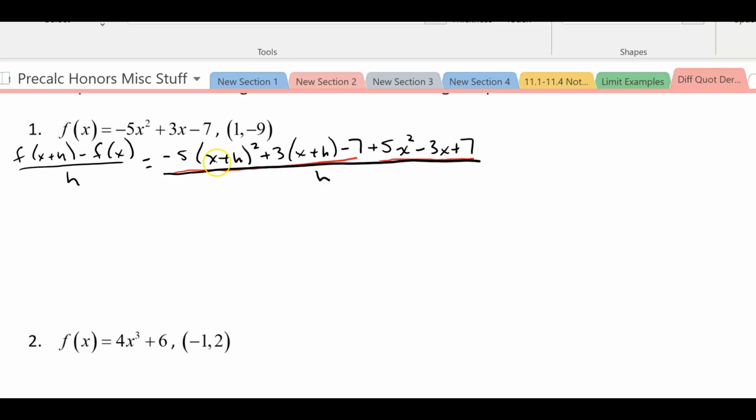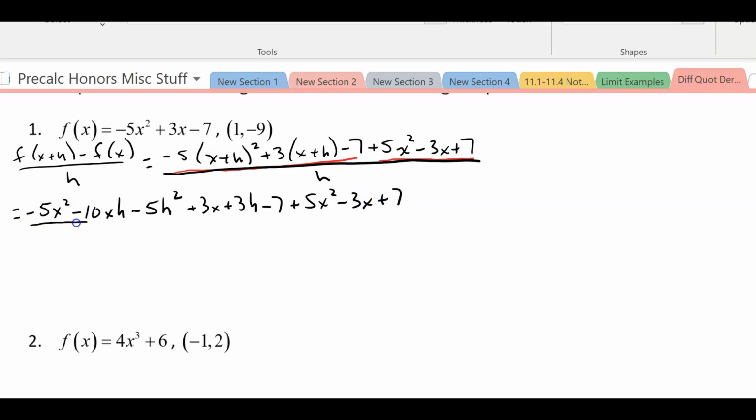So let's do a little simplifying. This part here is going to be x squared plus 2xh plus h squared, and then we'll distribute the negative 5. So we'll have negative 5x squared minus 10xh minus 5h squared, and then we'll distribute there, so plus 3x plus 3h minus 7 plus 5x squared minus 3x plus 7 all over h. And let's see what cancels out.